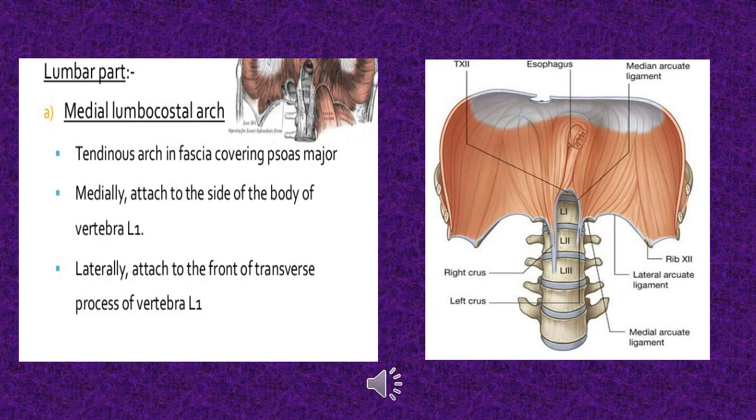The lumbar origin of the diaphragm arises from the medial lumbocostal arch. The medial lumbocostal arch, otherwise called the medial arcuate ligament, is a tendinous arch in the fascia which covers the upper part of the psoas major muscle. Medially, it is attached to the body of the L1 vertebra, and laterally it is attached to the front of the transverse process of the L1 vertebra.